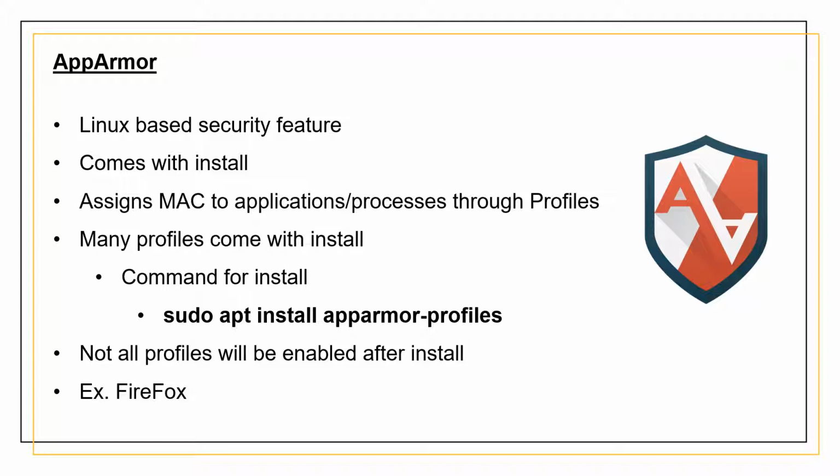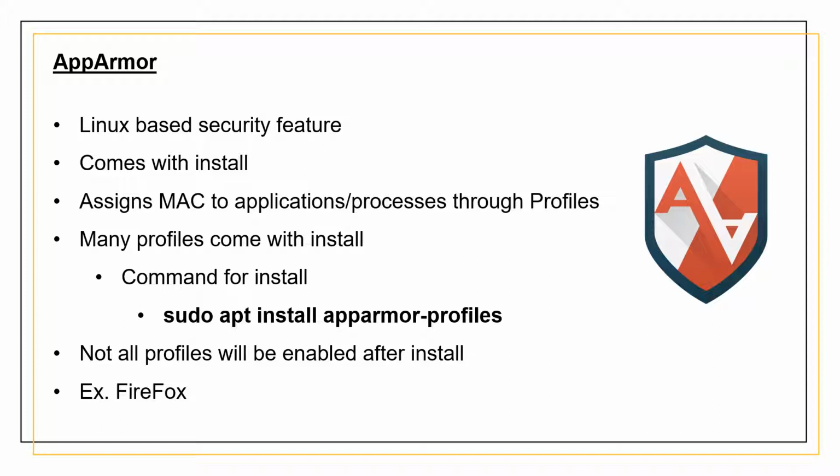So first off, we have AppArmor. AppArmor is a security module built in the Linux kernel itself. It comes automatically enabled with all Linux distributions. It assigns mandatory access controls to applications and processes via profiles. And profiles are text files that define the confinement rules for each process and application.